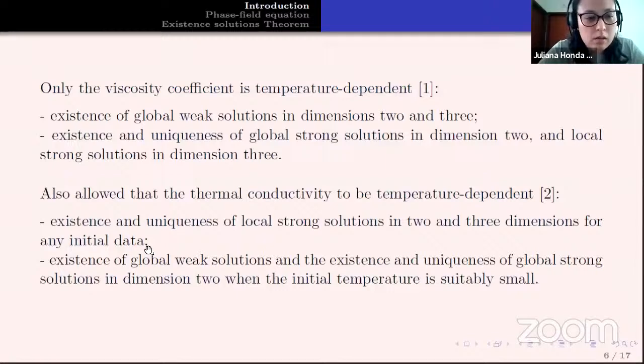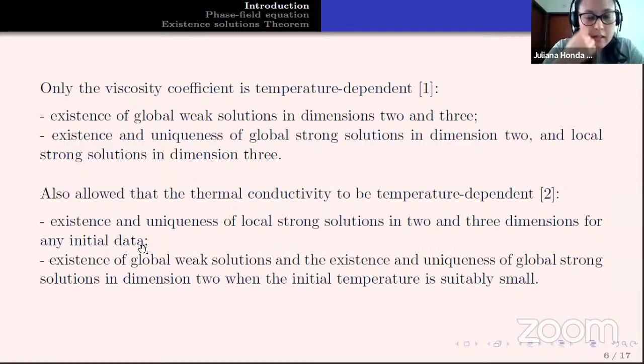In the second case, we also allowed the thermal conductivity to be temperature dependent. In this case, we showed the existence and uniqueness of local strong solutions in dimensions 2 and 3 for any initial data. So when we do not impose any restrictions on the initial data, we guarantee the existence of local strong solutions in 2 and 3 dimensions. And when we impose that the initial temperature is suitably small, we could show the existence of global weak solutions and the existence and uniqueness of global strong solutions just in dimension 2.